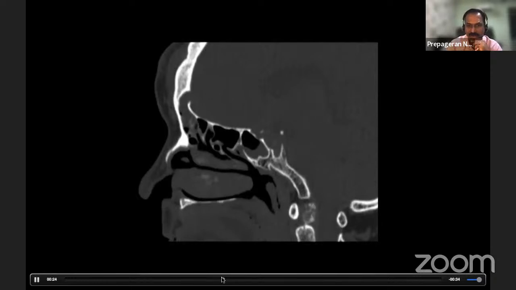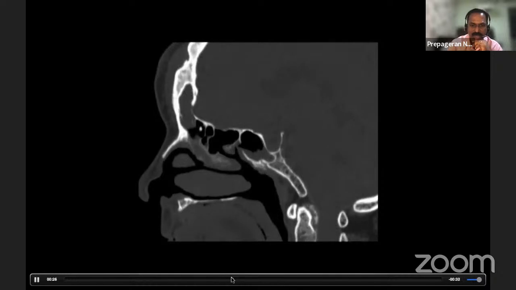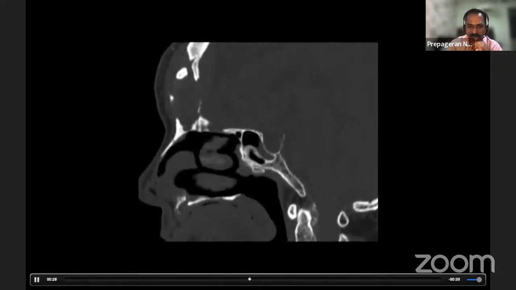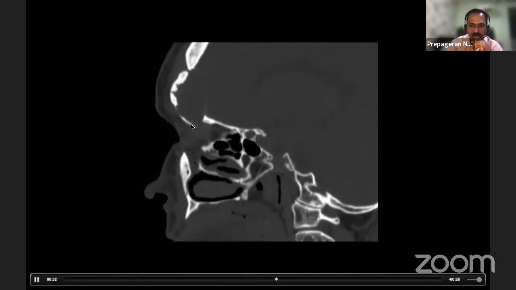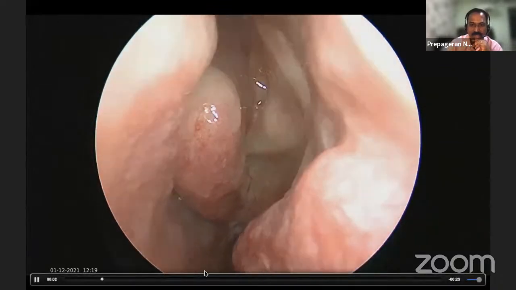You can see that there's a scarring at the opening of the frontal recess, which means the previous surgeons have caused a total scarring and fibrosis there. And also you can see the fistula where it's broken through in front as well. So this is the pre-surgical view.